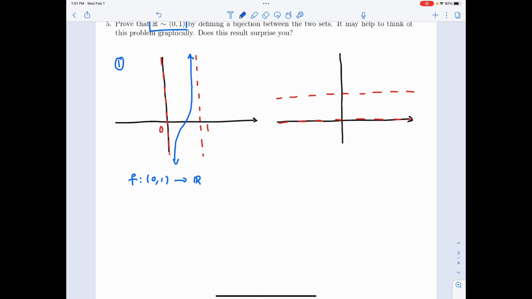And this should remind you of something. This looks like tangent. If I had started over on this other one and I tried to do this second option where I took the reals as my domain, and let's call this function g, we'll say it goes from R to the open interval (0, 1), I need to hit every single number between 0 and 1. And so here I'm going to have the same sort of thing, but it looks like arctangent.